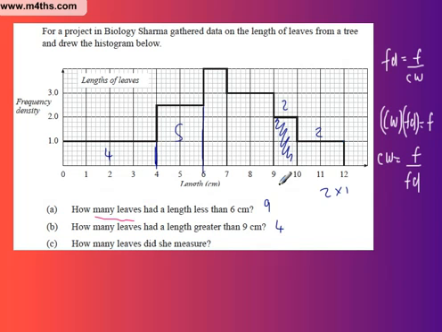How many leaves did she measure? Well, let's look at this one. Class width is 1 and the frequency density is 4. 1 times 4 is 4. Class width is 2, frequency density is 3. 2 times 3 is going to be 6. So we add 4 and 6 to these two and get 23.